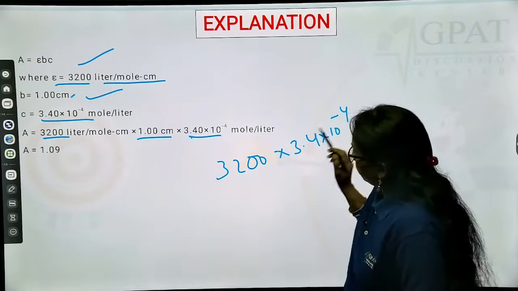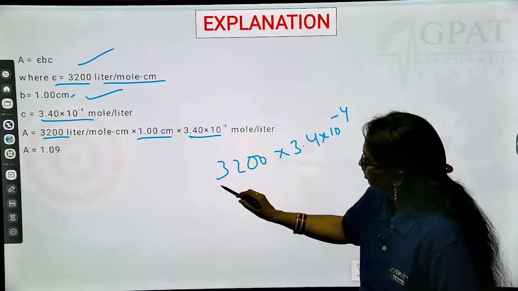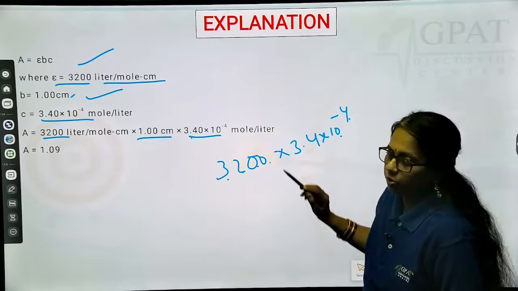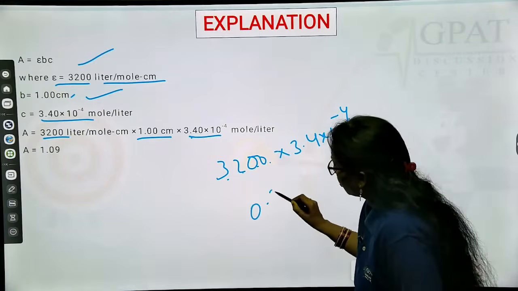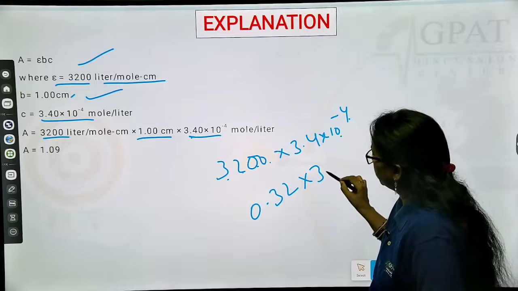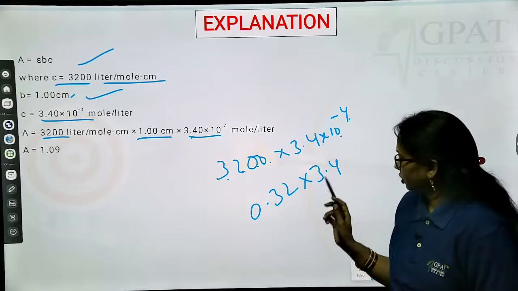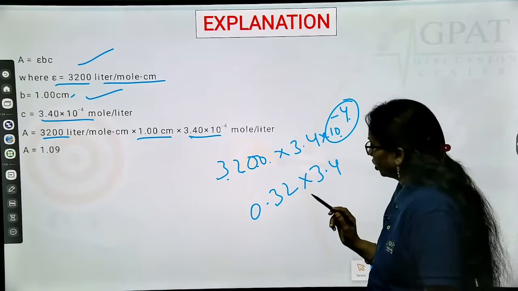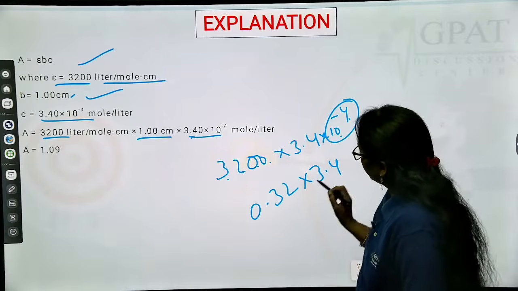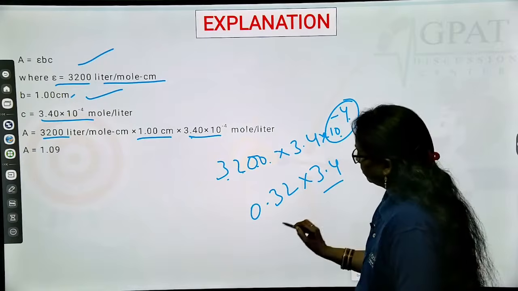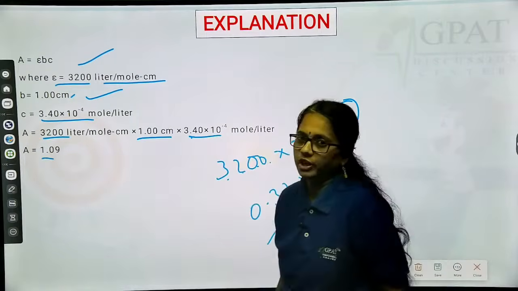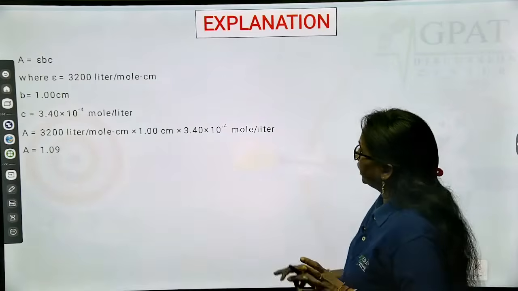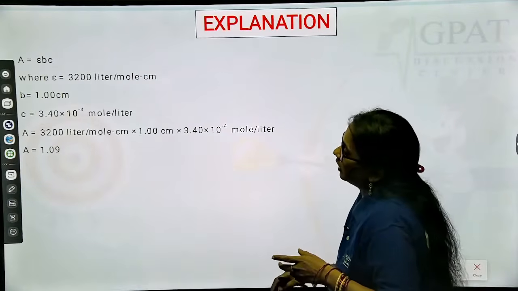Okay. So if you take this, 3200 into 10 to the power of minus 4, moving 4 zeros, so 1, 2, 3, 4, it will become 0.32. 0.32 into 3.4. Right. So in this way you can also eliminate the negative exponents in exponential form. If you multiply this, you will get the value of 1.09. Very easy answer. Okay. So always simplify the terms so that you will get the answer.